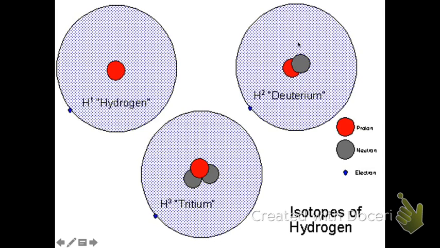H2 is called deuterium. It has a proton and a neutron. It's still hydrogen because of its proton number. Its atomic number is still 1, which means it has to be hydrogen. It just weighs a little bit more than the hydrogen that we know. The last one is called tritium. It's got a proton and 2 neutrons. Still all hydrogen, just different versions of hydrogen. And so these are called isotopes.